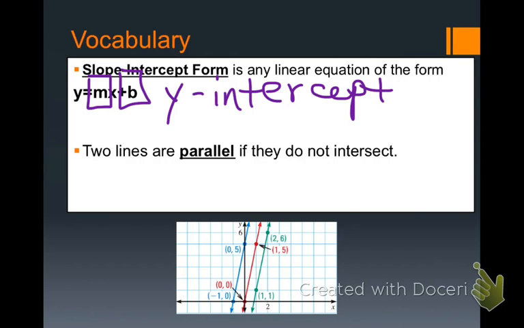Then also, two lines are parallel if they do not intersect. And we know two lines are parallel if they have the same slope.